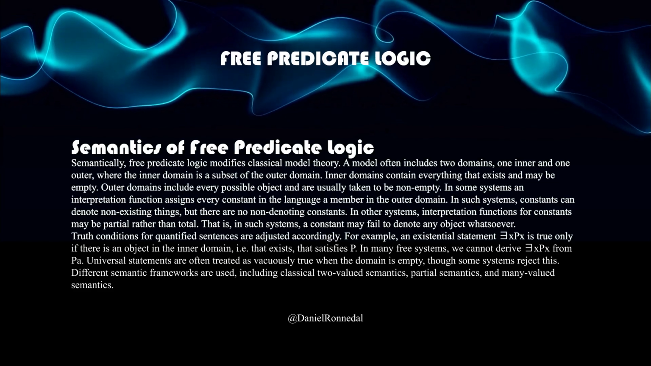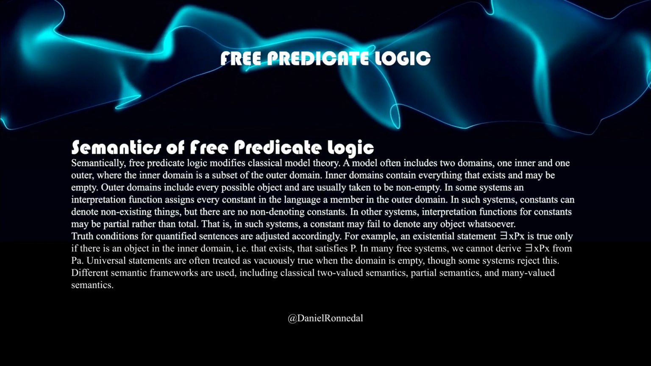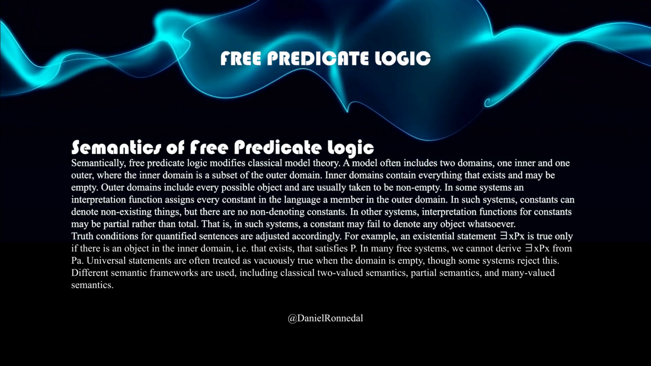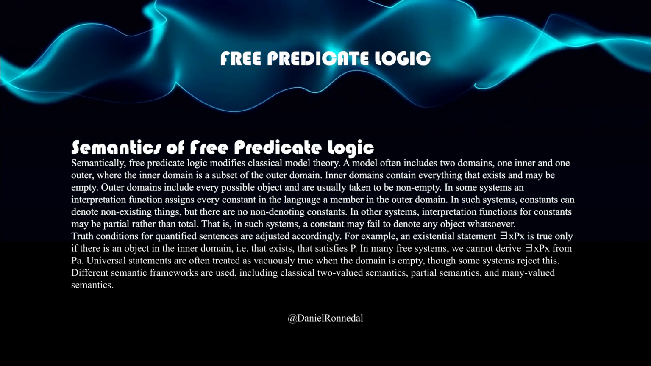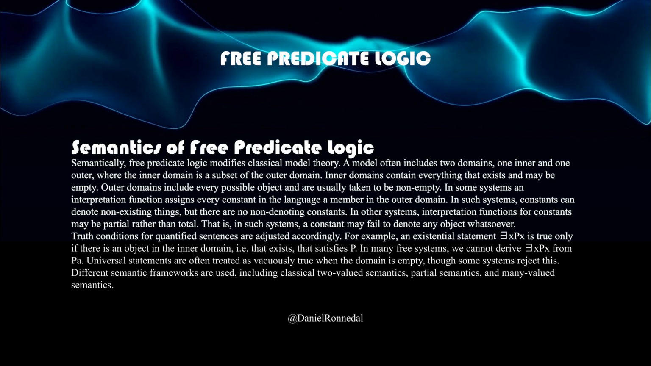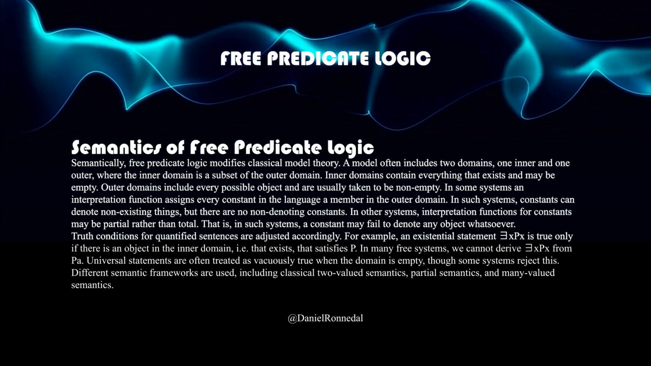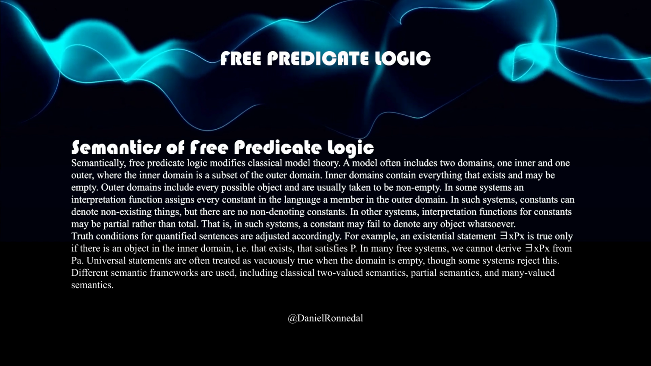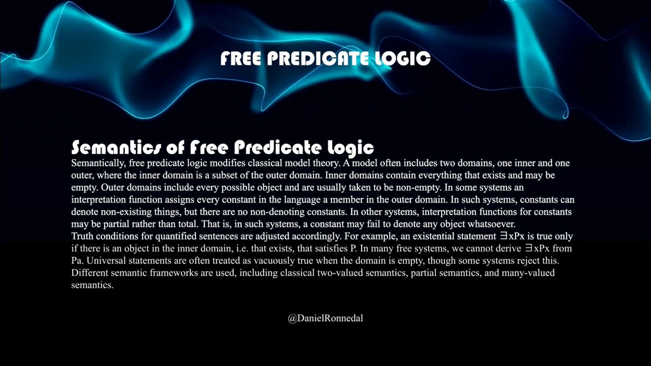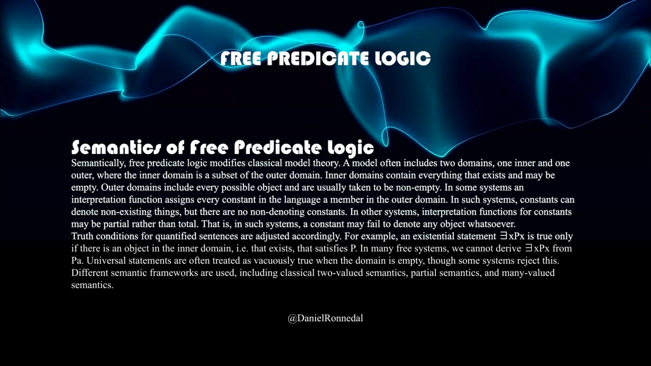Semantically, free predicate logic modifies classical model theory. A model often includes two domains, one inner and one outer, where the inner domain is a subset of the outer domain. Inner domains contain everything that exists and may be empty. Outer domains include every possible object and are usually taken to be non-empty. In some systems, an interpretation function assigns every constant in the language a member in the outer domain. In such systems, constants can denote non-existing things, but there are no non-denoting constants.